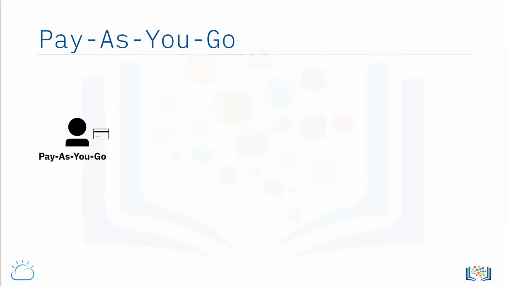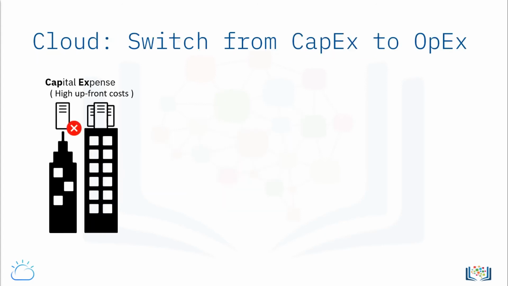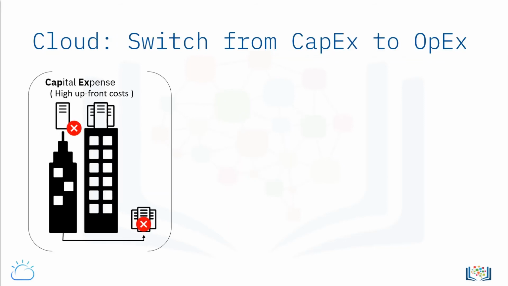This pay-as-you-go, or utility computing model, became one of the key drivers behind cloud computing taking off. The pay-per-use model allowed companies and even individual developers to pay for the computing resources as and when they used them, just like units of electricity. This allowed them to switch to a more cash flow-friendly OpEx model from a CapEx model.